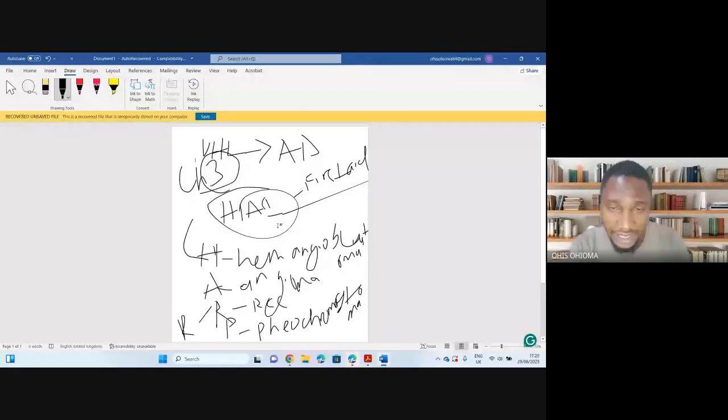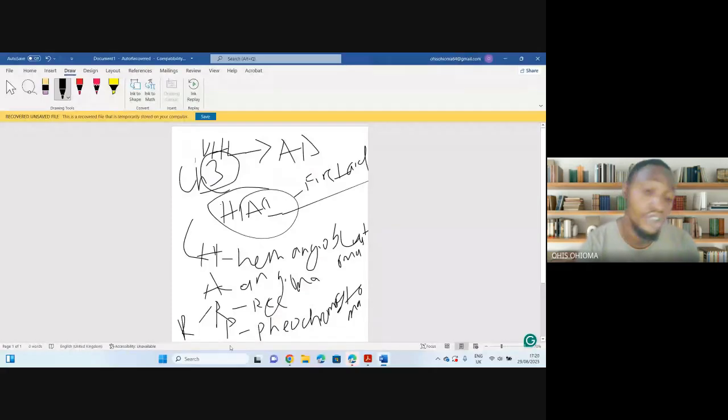And then the mnemonic to remember the presentation. The presentation is called HARP. Like a harp, it's an instrument. I don't know if you guys know a harp that they used to sing with and all that. So the H stands for hemangioblastoma. The A stands for angiomatosis or angioma. And then the R stands for renal cell carcinoma. It's usually bilateral, right? And then you have pheochromocytoma.